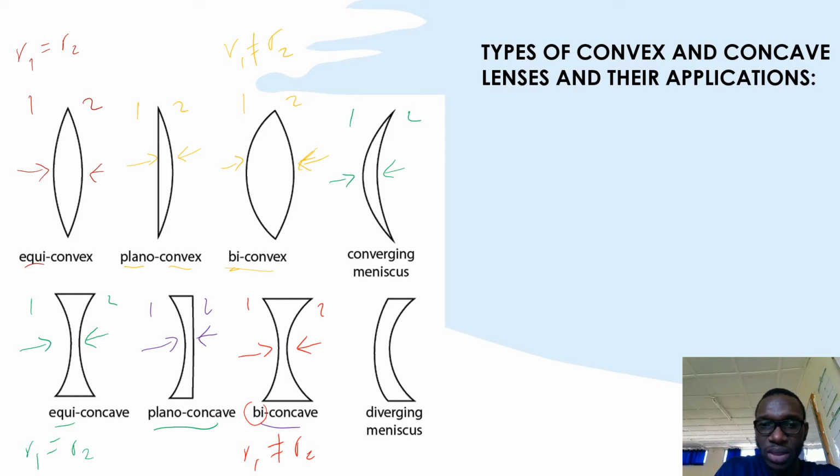The last one is diverging meniscus. Just as converging meniscus was, this also has two ends, 1 and 2. Observe it from this side, it appears to be converging. Observe it from this side, it is diverging.